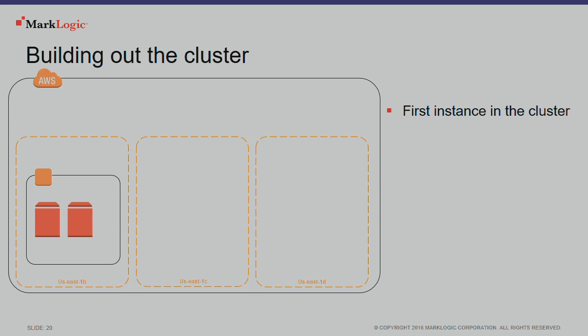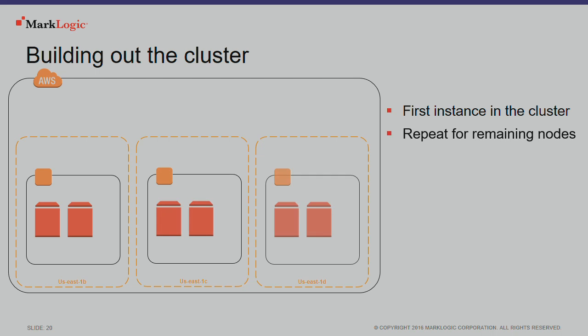So then, building out the cluster. Essentially, when you're done, you launch it, and you have one node, one instance, in one availability zone inside of the region. Then you repeat your process. You go out there, and in the other availability zones, you build an instance for your cluster. In this case, it's going to be a 3-node cluster. You build 3 separate instances out there.